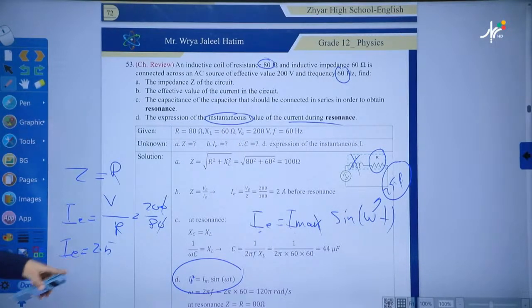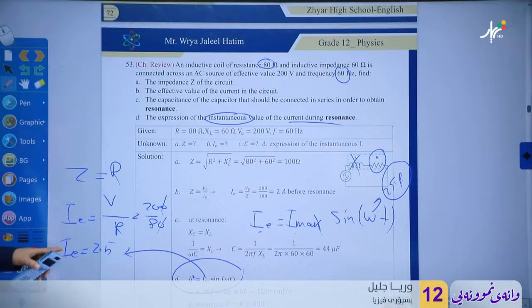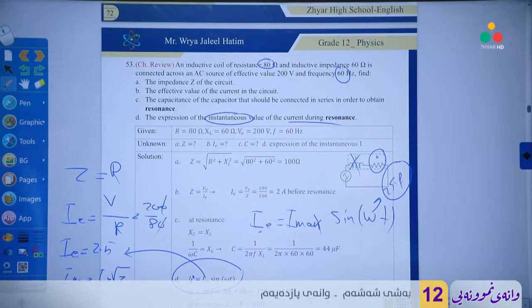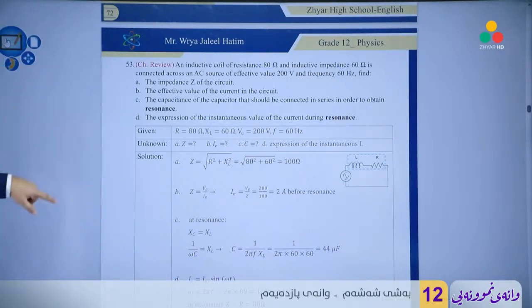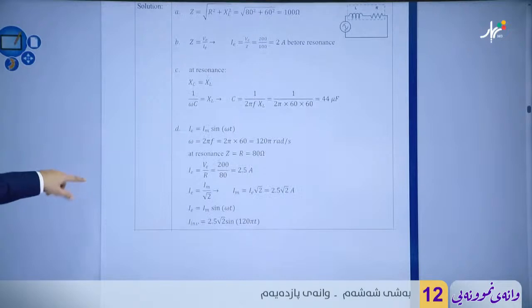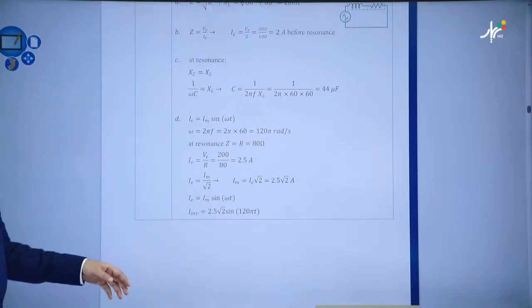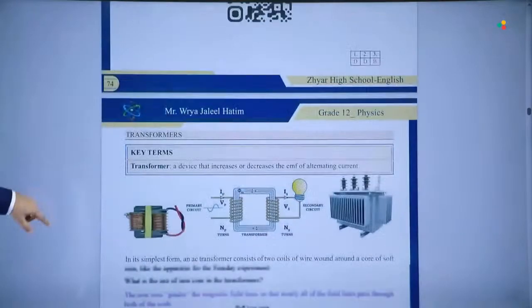But we don't want I effective for this equation. We want I maximum. So how do you convert I effective to maximum? Of course, we have this equation: I maximum equals I effective times the square root of 2. So 2.5 times the square root of 2. Of course, you can easily find I maximum. Then you can plug it into the main equation that we have. Okay. What else do we have?